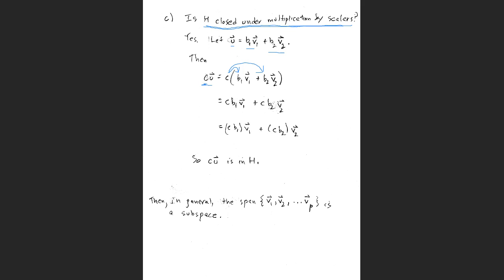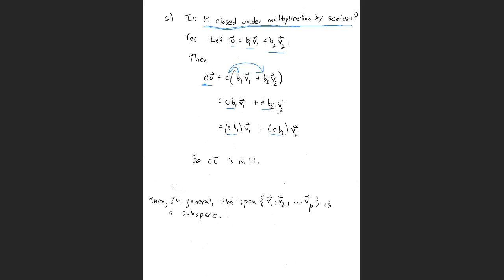The vector C times U equals C times B1, that scalar, times V1, plus C times B2, that scalar, times V2. In other words, the vector Cu is equal to CB1 times V1 plus CB2 times V2. And CB1 and CB2 are scalars.